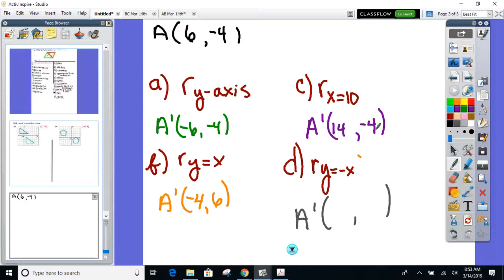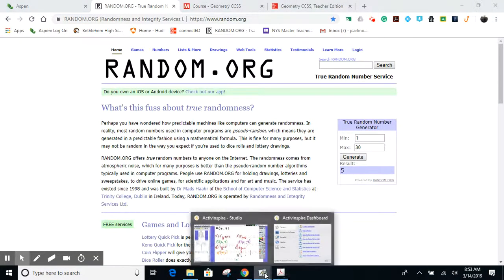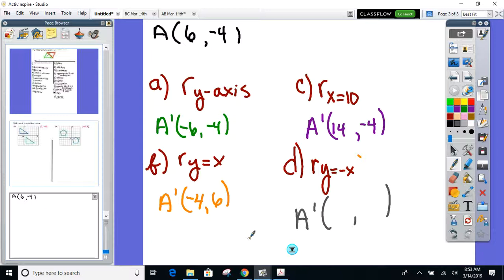All right, take a look. 6 to 10 is 4 units. So you go 4 units in the other direction from 10, you're at 14. The y coordinate doesn't change. And then finally, y equals negative x. Just remember the rule for that one. 4, negative 6. Everyone, what's the rule for y equals negative x? Flip and change the signs. All right, we all good?